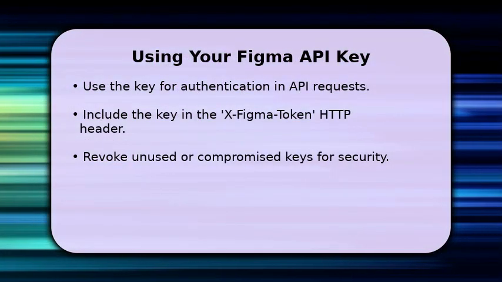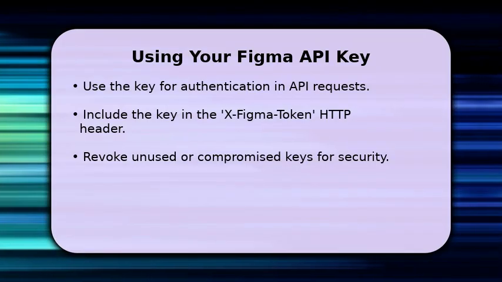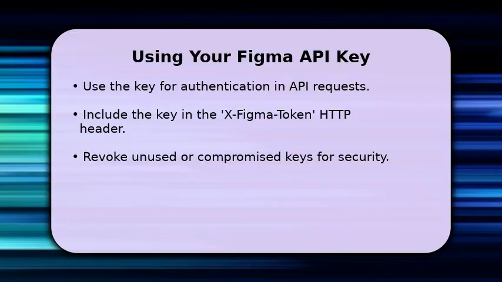With your API key securely stored, you can now use it to authenticate your requests to the Figma API. When making an API call, you will need to include your key in the HTTP header. Specifically, set the Figma token header with your copied key as its value.